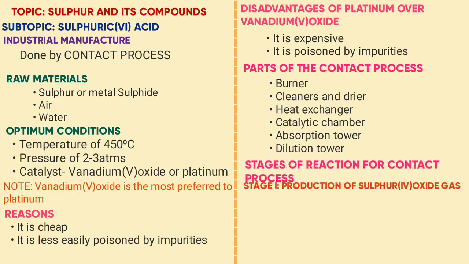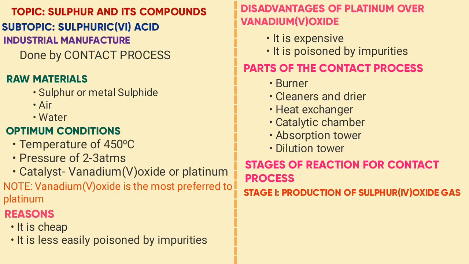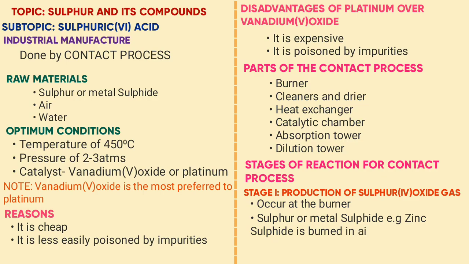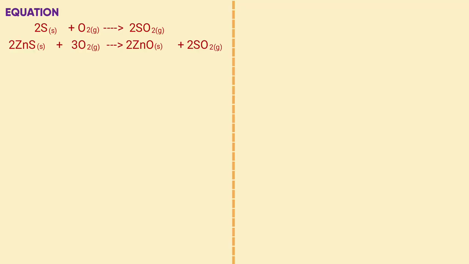Stage 1 is production of sulfur dioxide, which occurs at the burner. Here, sulfur or metal sulfide, e.g. zinc sulfide, is burned in air to produce sulfur dioxide. The equation, when you are using sulfur, is sulfur plus oxygen, arrow, sulfur dioxide. When you are using a metal sulfide, e.g. zinc sulfide, it becomes zinc sulfide plus oxygen, arrow, zinc oxide plus sulfur dioxide.